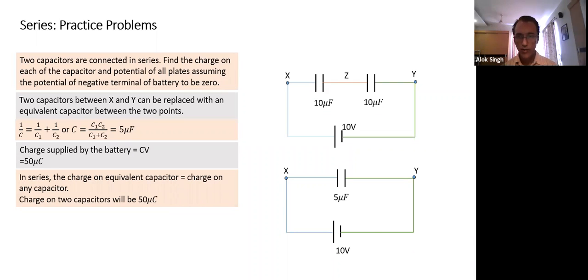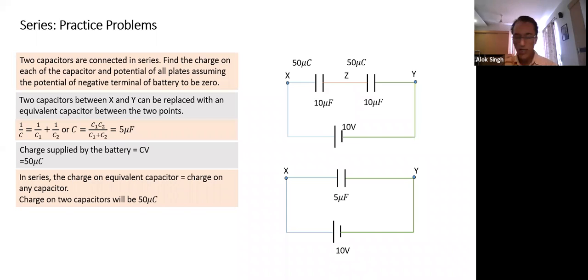In series, we know if the battery supplies a charge of 50 microcoulomb, all capacitors receive the same charge. So the charge on this capacitor will be 50 microcoulomb, and the charge on this capacitor is also 50 microcoulomb, by the property of series connection. So this is also 50, 50. I have shown the charge only on the left plate, which is plus 50. The right plate will be minus 50. This is the charge distribution. So for our 4 plates, we know what the charge is.